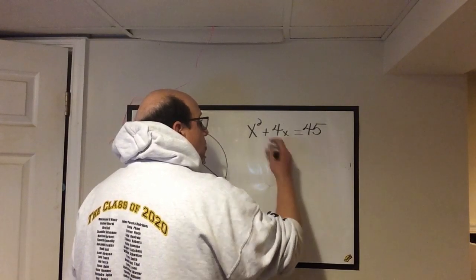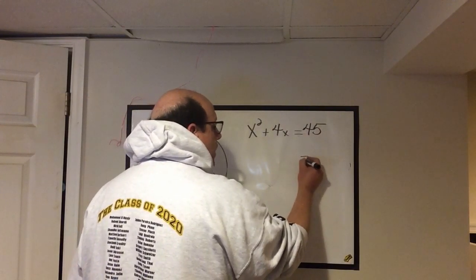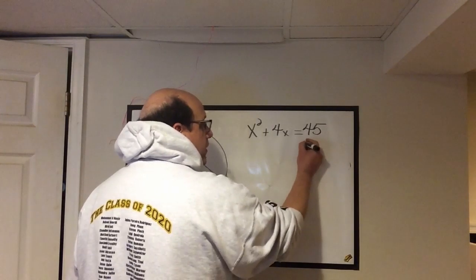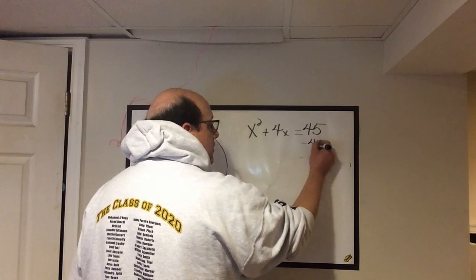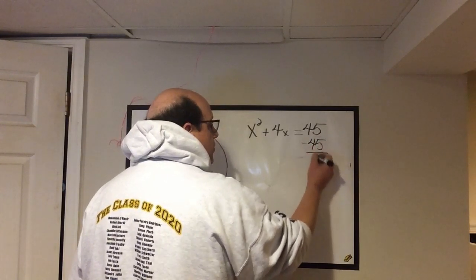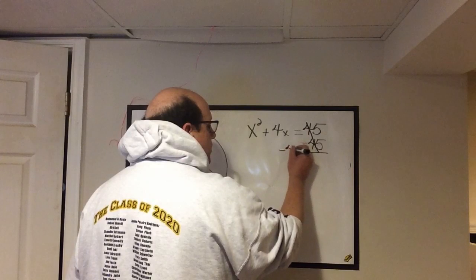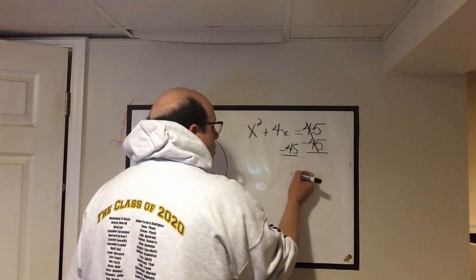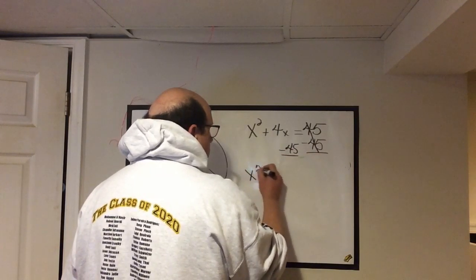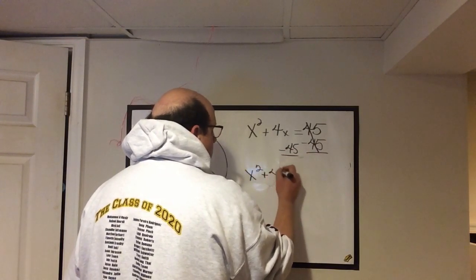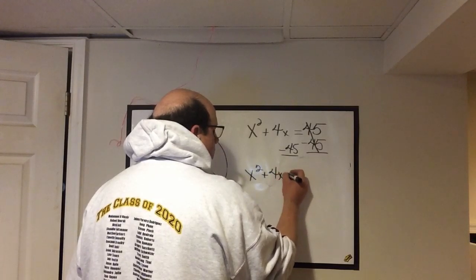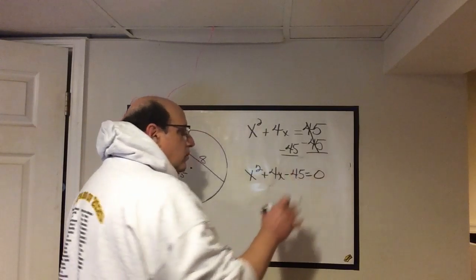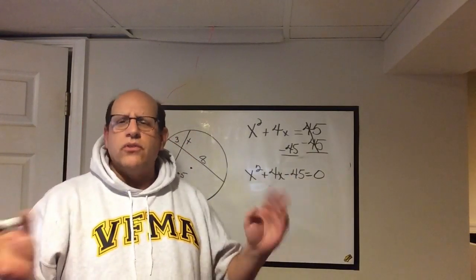All right? So what we want to do is make this entire thing equal to 0 so we can factor. So just subtract 45 from both sides, and now we have our quadratic equation: x squared plus 4x minus 45 equals 0.